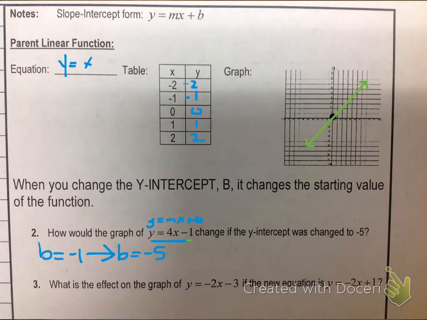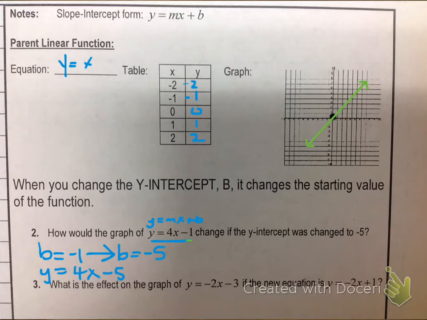Just for a little extra practice, what would the new equation be? What would the new function be? Yeah, it would be y equals 4x minus 5. So I did not change the slope at all. I just changed the y-intercept. Okay, so how would the graph change?